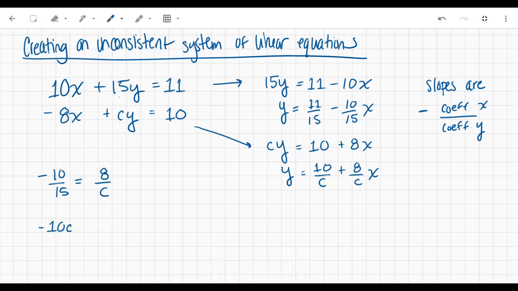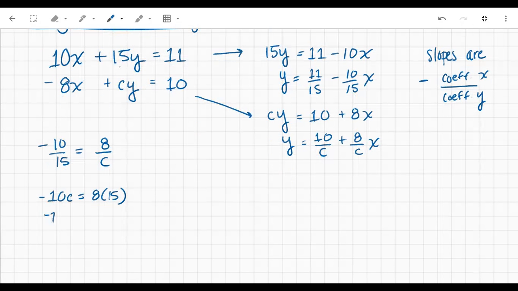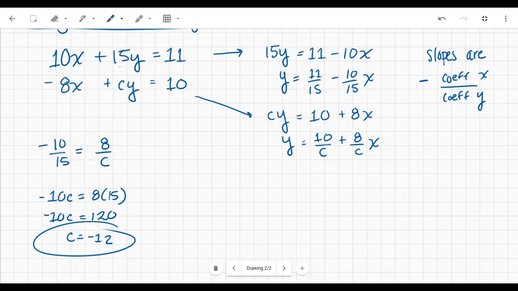Negative 10c is going to be 8 times 15. Negative 10c is going to be 120. Right, 8 times 15. 8 times 10 is 80. 8 times 5 is 40. Add them up, we get 120. So that means c has to be negative 12. And that's it. It does not have a solution if c is negative 12. I'll do another one like that for you. That's kind of an interesting one. At first it looks really difficult, but then if you think about it, it's not too bad.